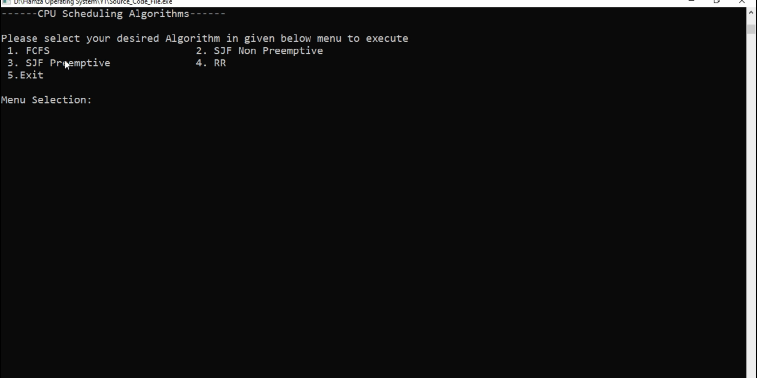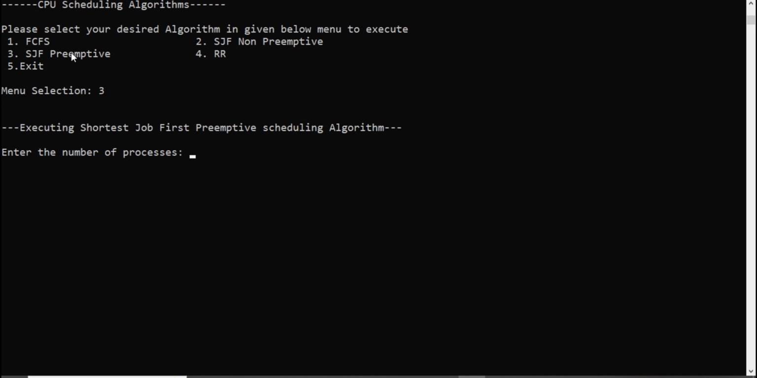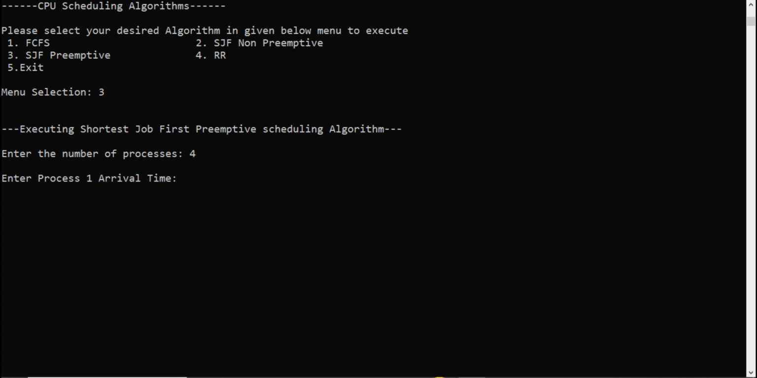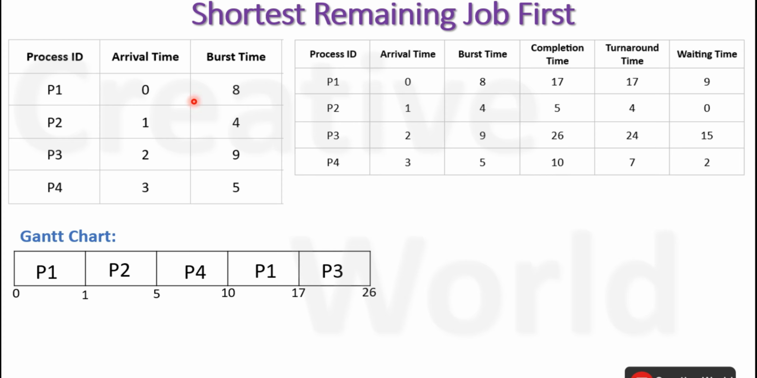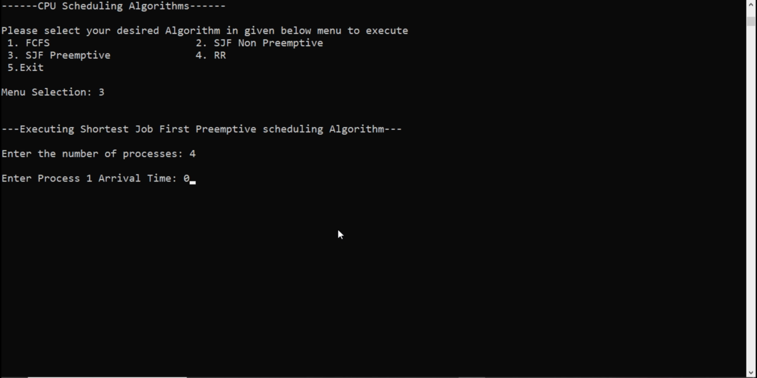Now we will implement shortest remaining job first preemptive type algorithm. So we will choose option 3 from menu. After that, it is asking for the number of processes. As we have discussed in example, there were 4 processes. Now it is asking for arrival time and burst time of each process. So first process arrival time was 0 and burst time was 8.